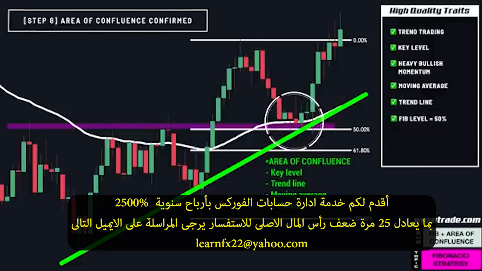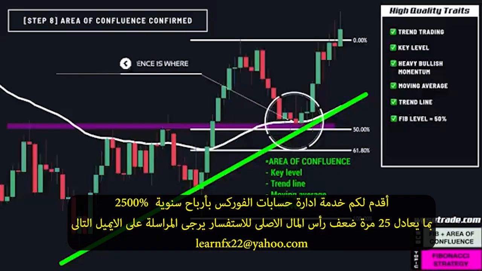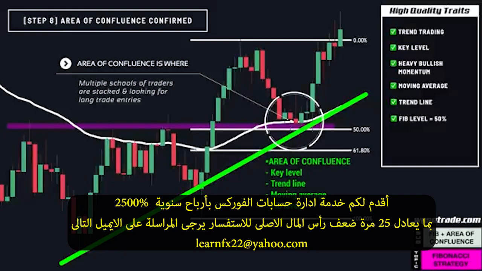Now, the fact that the key level, trend line, moving average, and 50% fib level all intersected perfectly makes this an area of confluence, or an area where multiple schools of traders cross and are looking to take action. Another high quality trait.